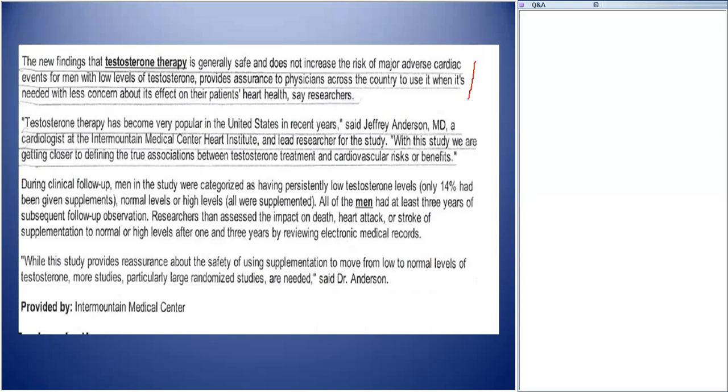Testosterone therapy has become a very popular treatment in the United States in recent years, says Dr. Jeffrey Anderson, a cardiologist at Intermountain Medical Center Heart Institute. With this study, we're getting closer to defining the true associations between testosterone treatment and cardiovascular risk or benefits.